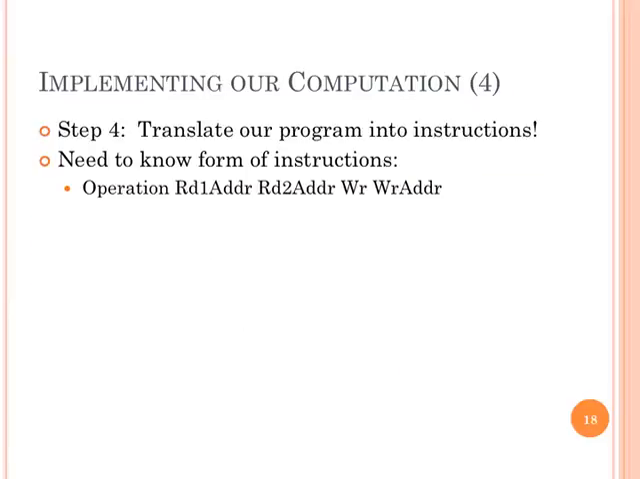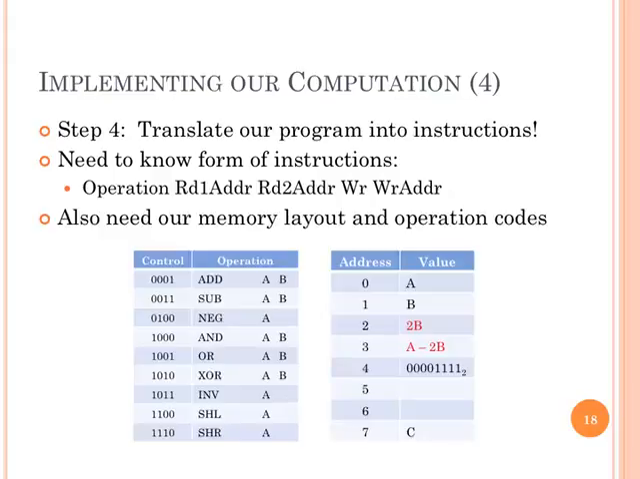Now we get to do this into instructions, and this is where it gets kind of tedious, because it's really easy to write a 1 where you meant a 0 or a 0 where you meant a 1. And your program will do something different, and it's not easy to understand why it didn't work. So this is the form of our instructions. We have the operation code, 4 bits, read address, 3 bits each, write bit, and then write address, also 3 bits. We also need our memory layout and the operation code so that we can actually code this all up.